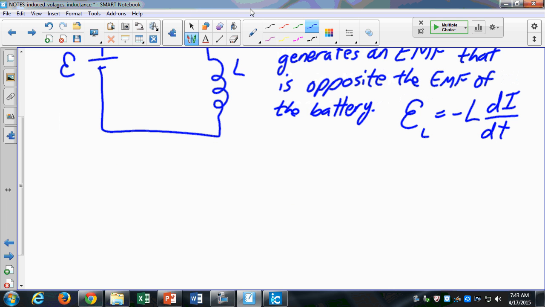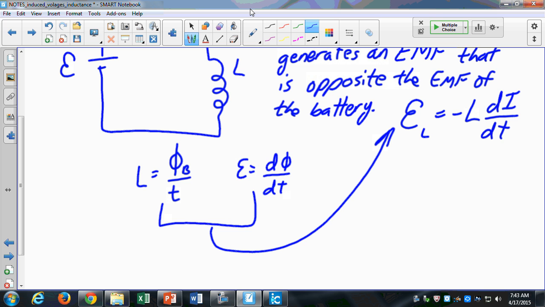If you remember, our inductance was defined as phi_B over I. So since I know that my EMF is d phi over dt, I can put these two together and I get this expression for the EMF of the inductor. So my current changes, and that causes a change in the magnetic flux, which causes this EMF in my inductor. Right, so I get this change in current that leads to this EMF in the inductor.